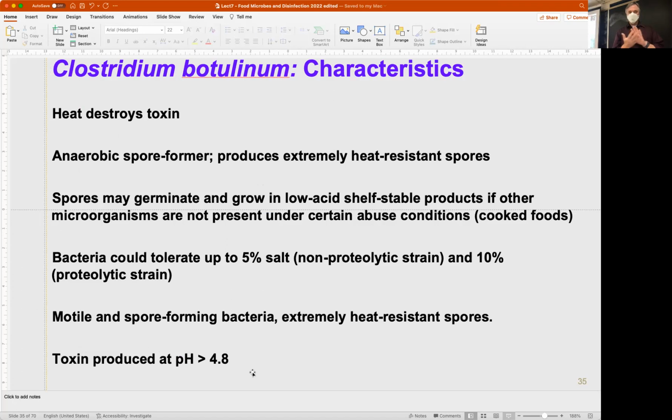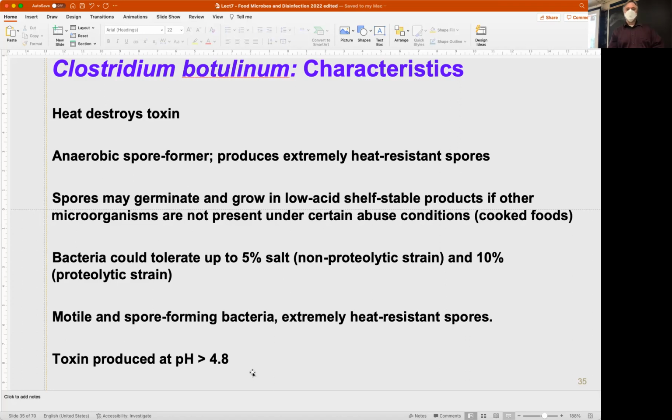What are some characteristics of this bacteria? Heat can destroy the toxin. I'm wondering if that's true. I have to look at it, because I know you heat treat food, you boil it for a certain amount of time. So maybe 120 degrees is the temperature you need to get the food to in order to destroy the toxin, but not just a low heat. We'd have to look that up. I'm curious if that's right.